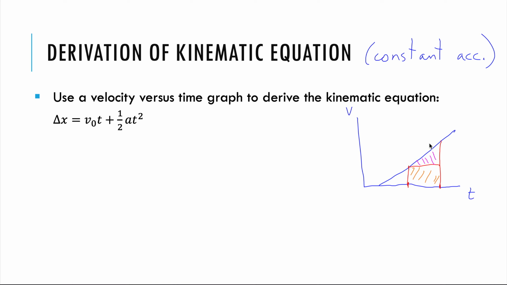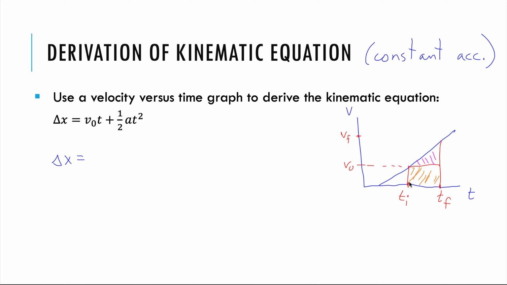So what is the area of each one? Let's go ahead and add it up. So delta x is going to be the orange area here. So how do we find that area? Well, from this time initial to this time final, we know that the velocity changes from v initial up to whatever the final velocity is for that time interval.